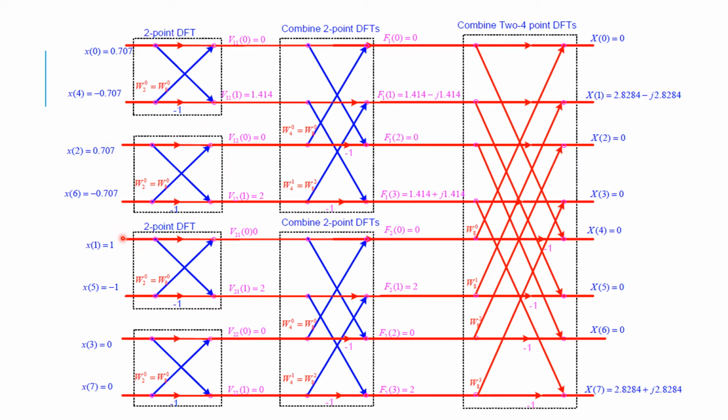Now look at this odd sequence. First, the input is 1, right? So 1 goes directly. 1 into 1 is 1. Now what is stored here? 1 is stored. Now here minus 1 into twiddle factor is 1. It becomes minus 1. So it goes here. So 1 plus of minus 1, 1 minus 1, the value will be 0.